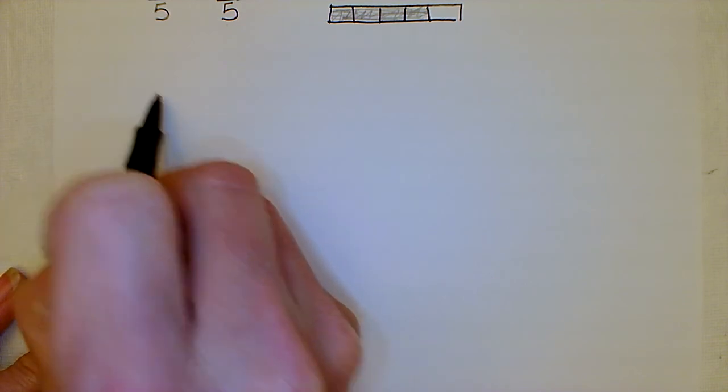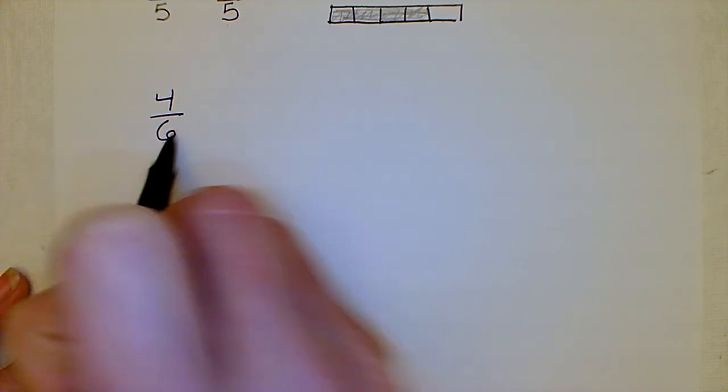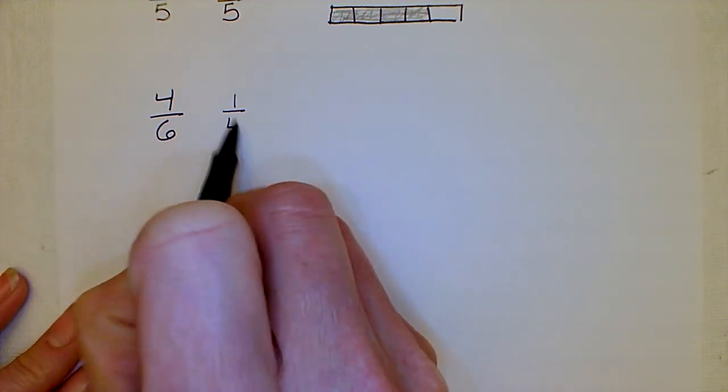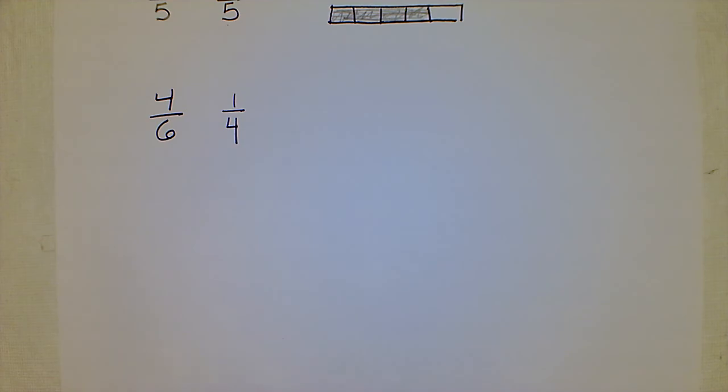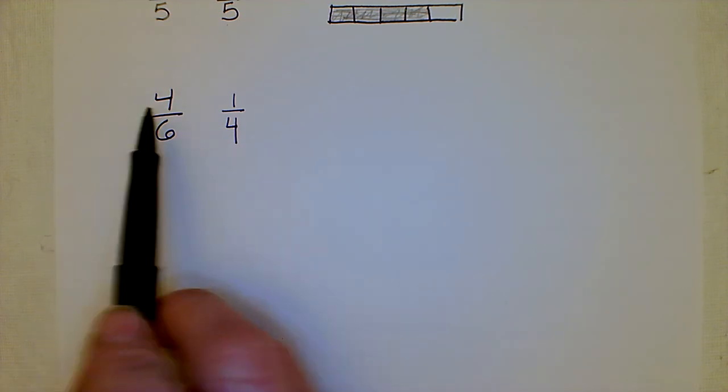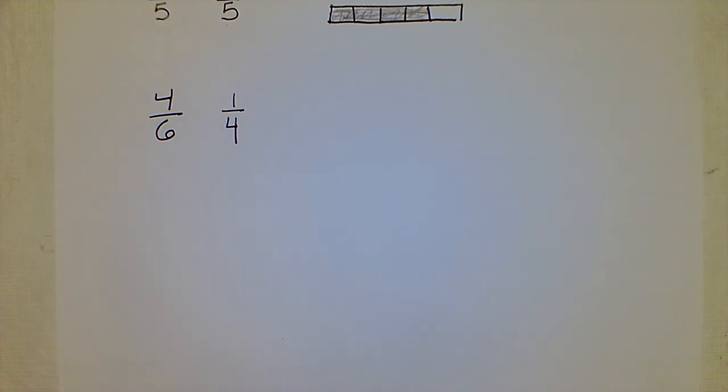So let's do an example like this, where I have 4/6 and 1/4. When you have a problem like this, my numerators are different, my denominators are different, I don't have that same kind of a shortcut, so this is where our benchmarks come in.